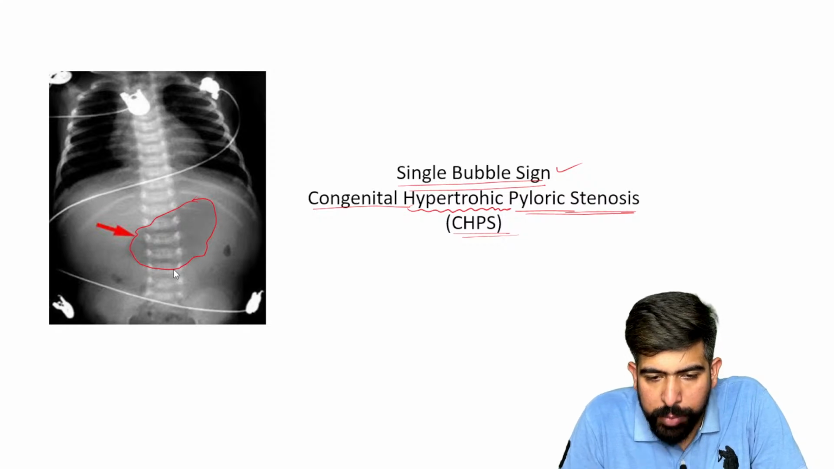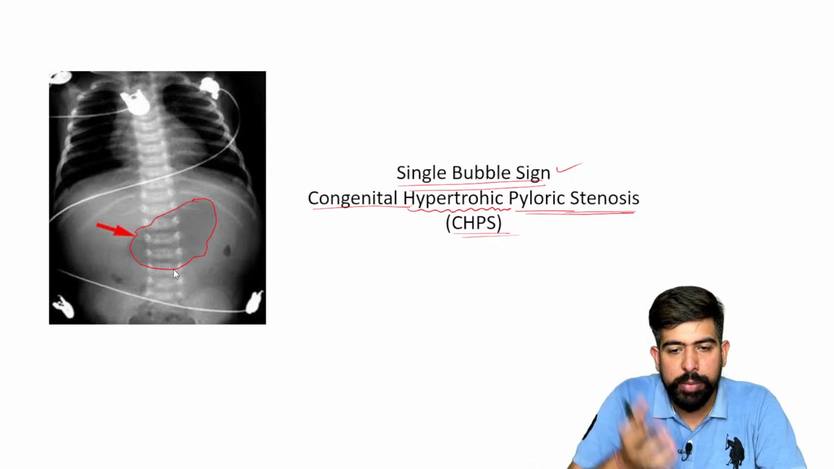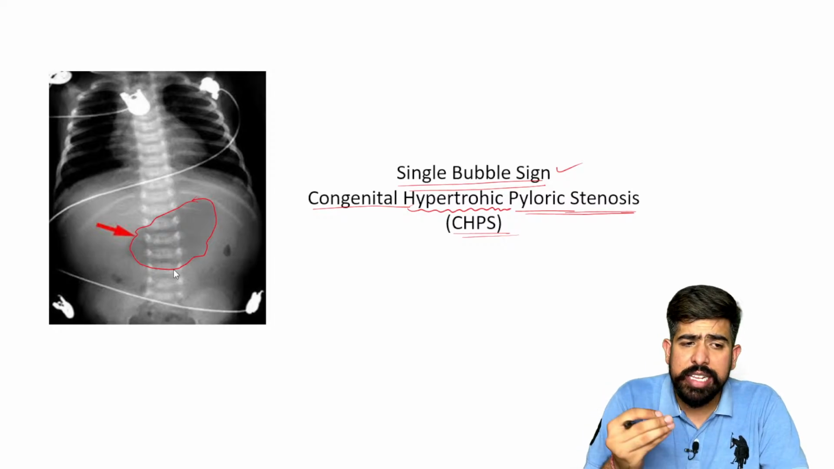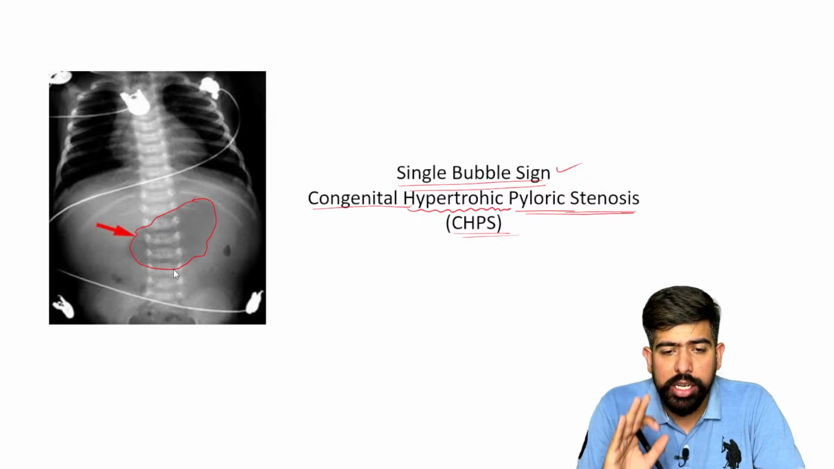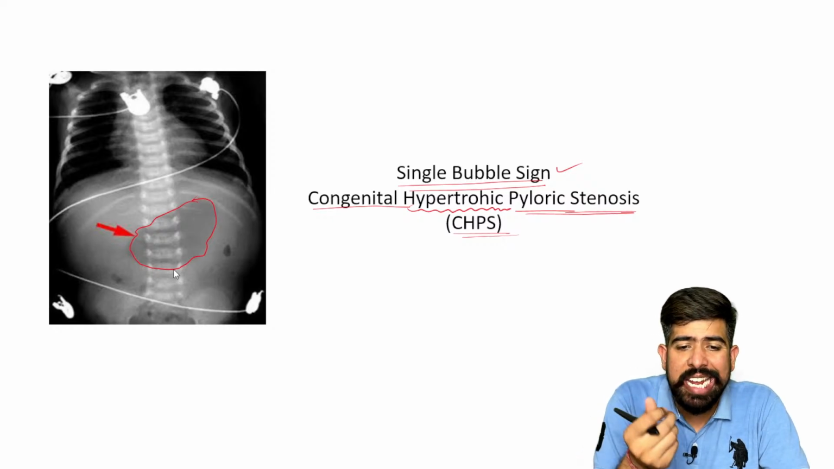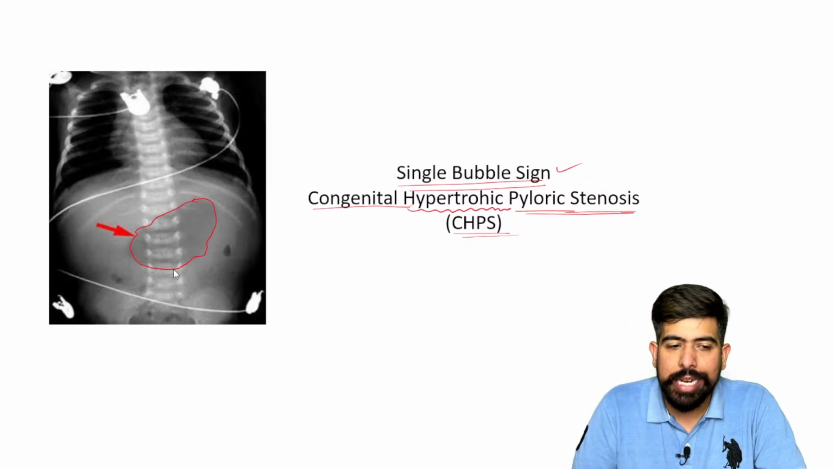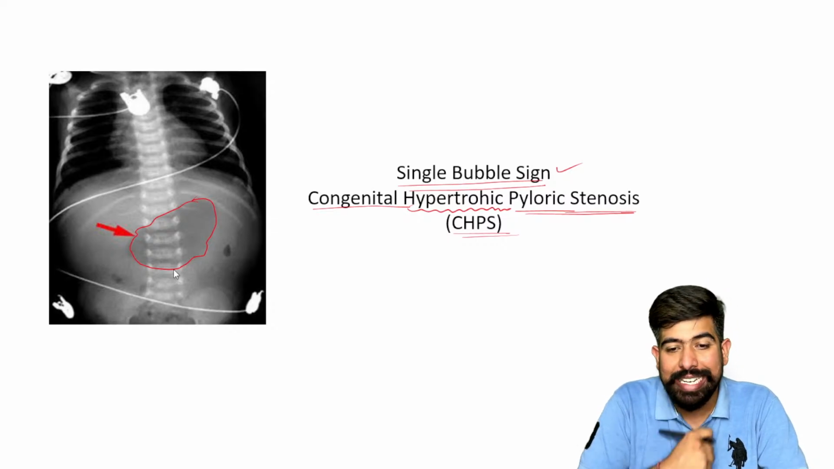Sir, why is the bubble formed? Please understand this part. Why will the bubble form? We are talking about the X-ray. On the X-ray, what is seen? Please understand this part. The air is seen in black color, and the tissues are whitish, right?